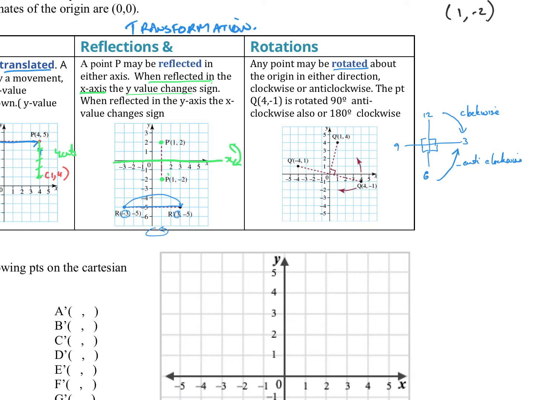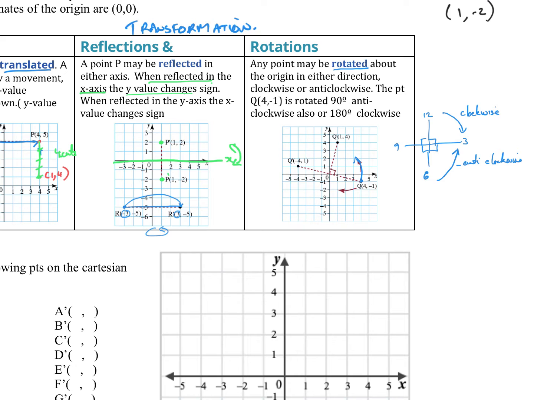Okay. So if we think about what happened to this point here at 4, -1, if we want to rotate 90 degrees in an anti-clockwise direction, I'm going to come around this way. Okay, so these are a bit tricky.